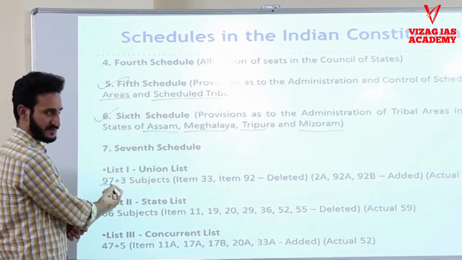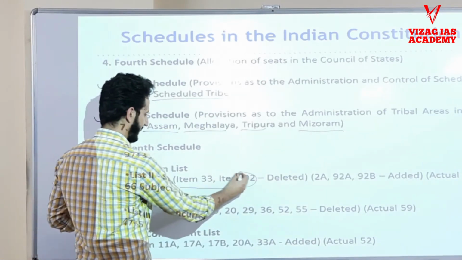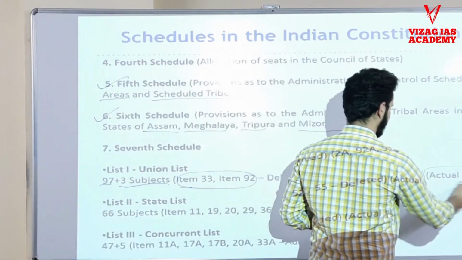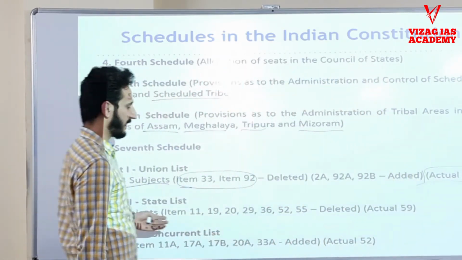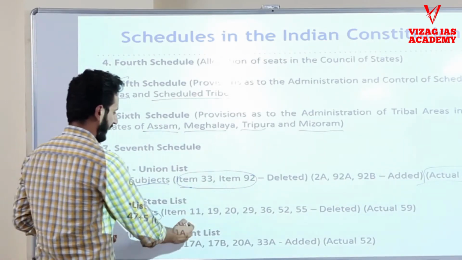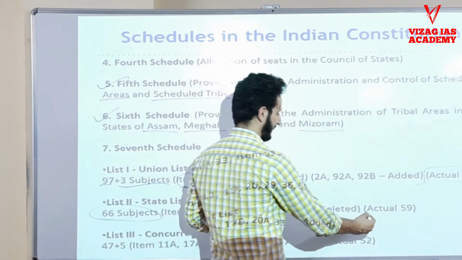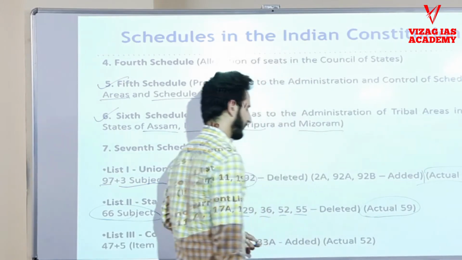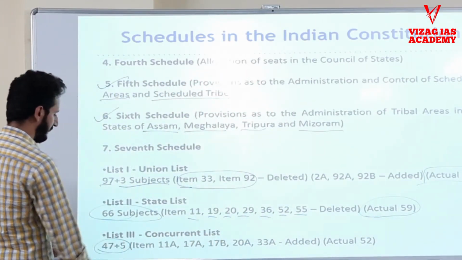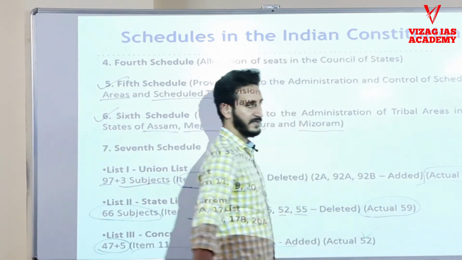Seventh schedule, I already gave you the exact number. Originally there were 97 subjects. 3 new subjects were added, but item number 33 and item number 92 have been deleted. So the actual number today stands at 98. In the state list, there were 66 subjects originally. Items 11, 19, 20, 29, 36, 52, 56 and 55 were deleted, so the actual number today stands at 59. So 7 subjects have been deleted. In List 3, there were 47 originally, 5 new have been added, and the actual number today stands at 52.